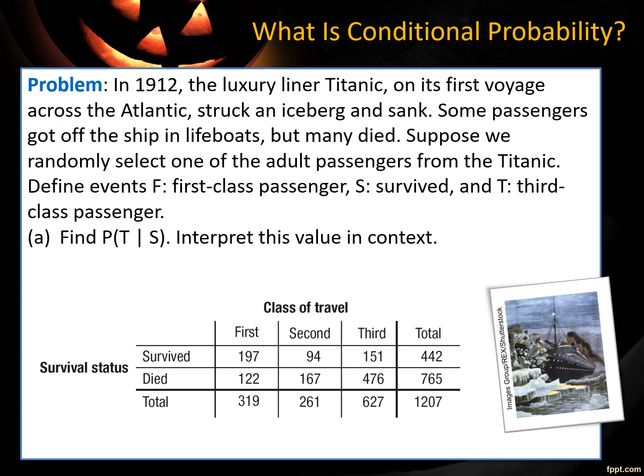So first let's put that into words. We want the probability that someone was third class given that they survived. So what's the probability that someone was third class amongst the survivors? And we want to interpret this in context. So what I'm going to do is give you a slide with the numbers a lot larger so you can actually see it. And then I want you to try to do this with your neighbor friend.